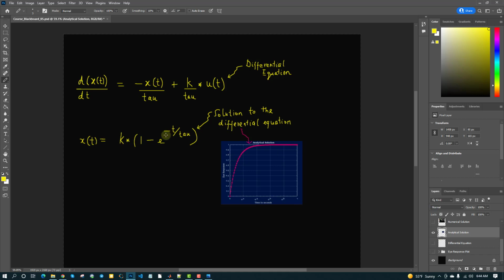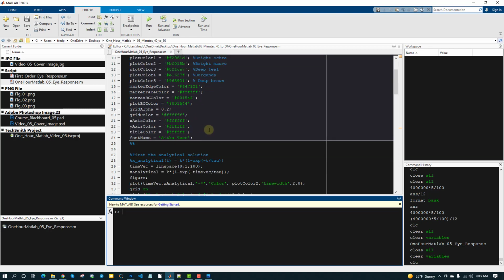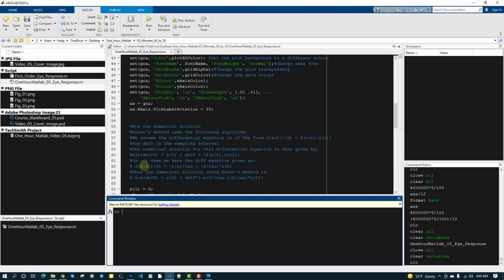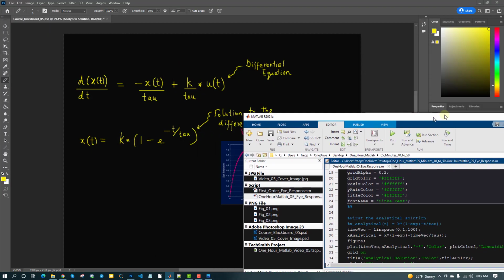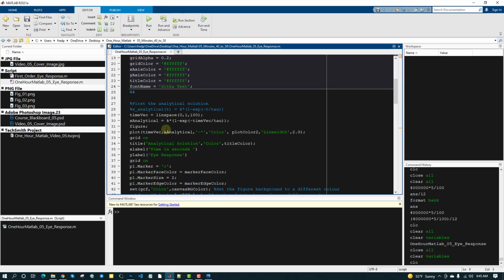Let's actually fire up Matlab, and before we solve this differential equation numerically, let's plot the analytical solution. Open up 1 hour Matlab 05 iResponse.m, and this is the eye response gain, and these are the two constants that I talked about. This is just some plotting stuff, ignore this. And let me just put a breakpoint here. So we are looking at the analytical solution first, and this is just the equation that we talked about, this equation here, and I'm just implementing this in Matlab.